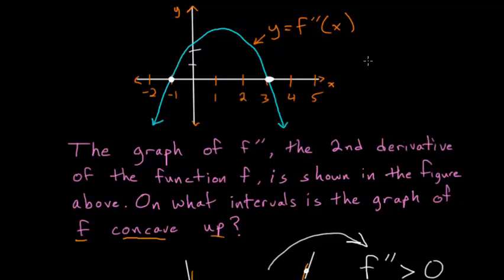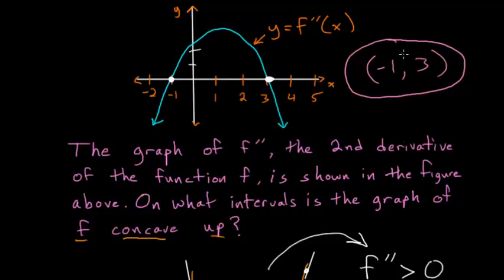So we can say the interval on which our function is concave up is from -1 all the way to 3, and we're not including the endpoints, because at those endpoints, the second derivative is 0, and that would be an inflection point. That's essentially the point where it switches from concave down to concave up, or vice versa. So this interval here is the interval where the graph of f is concave up.